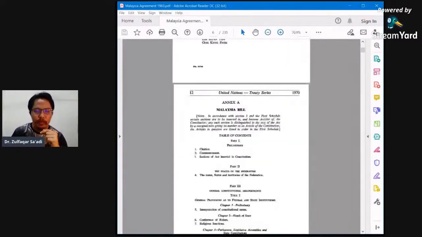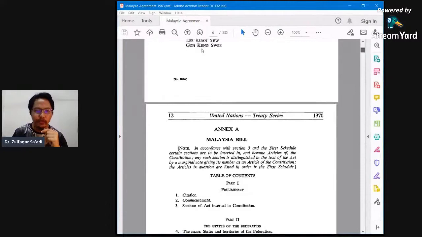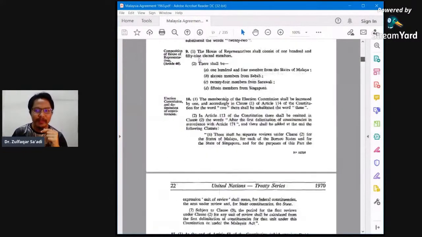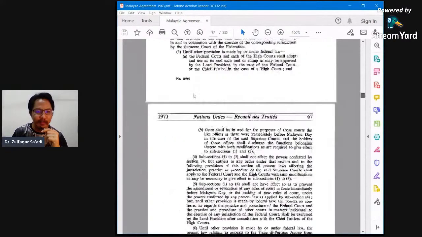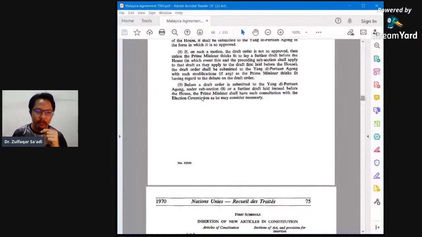Usually people will find this document online. You can just Google Malaysia Agreement 1963 PDF and download it. So refer to the right document. This is Malaysia Agreement 1963. The IGC report is a different document. The Cobbold Commission is a different document. The Federal Constitution is a different document. Malaysia Agreement is Malaysia Agreement.